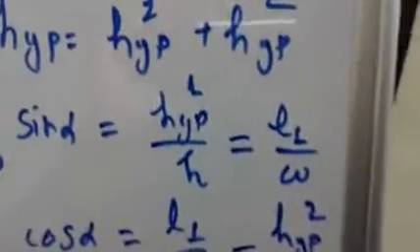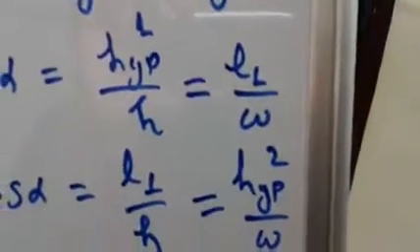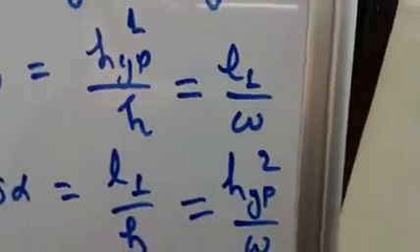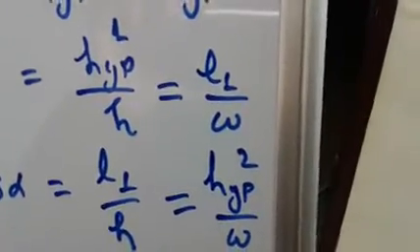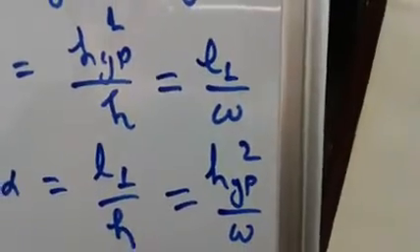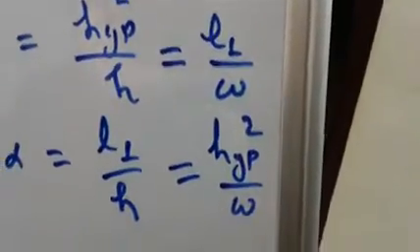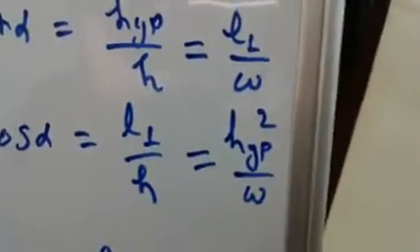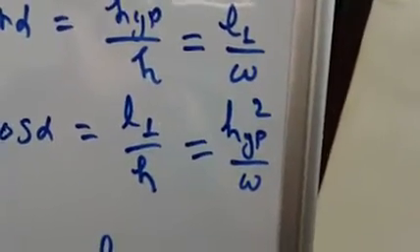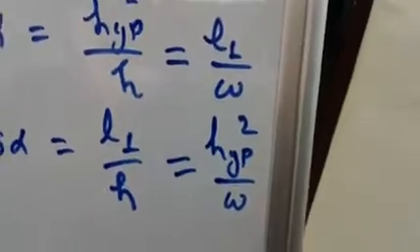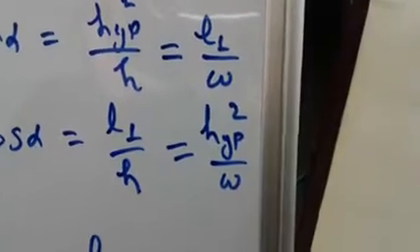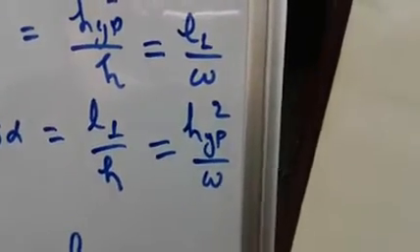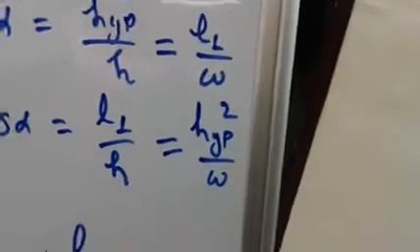Now, from the first equation, we can find a value of L perpendicular in terms of H, W, and HYP1. That's very easy, right? L perpendicular is simply HYP1 into W by H. And from the second one, we can find a value of L perpendicular in terms of H, W, and HYP2. So what is that? It says L perpendicular equals HYP2 into H by W.